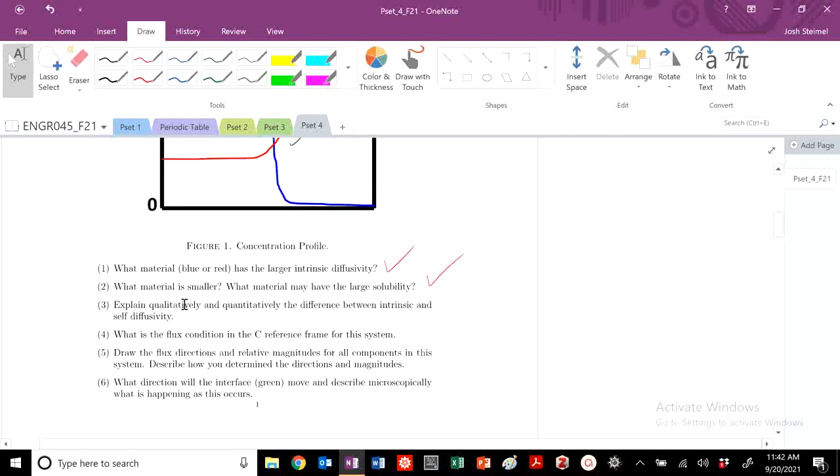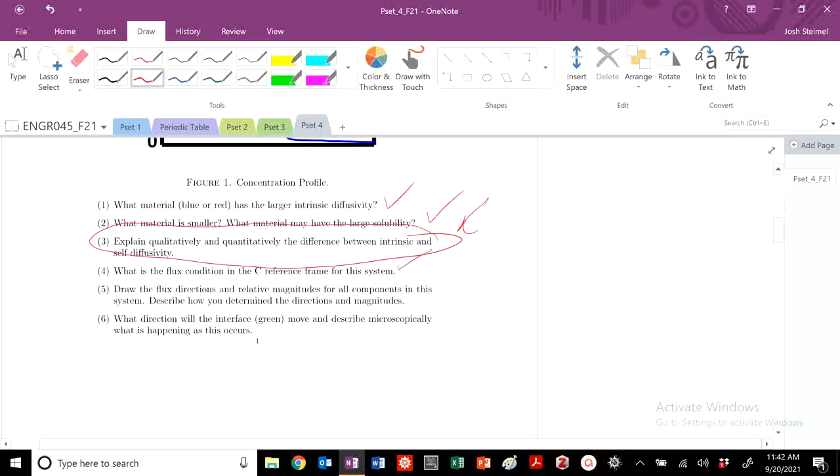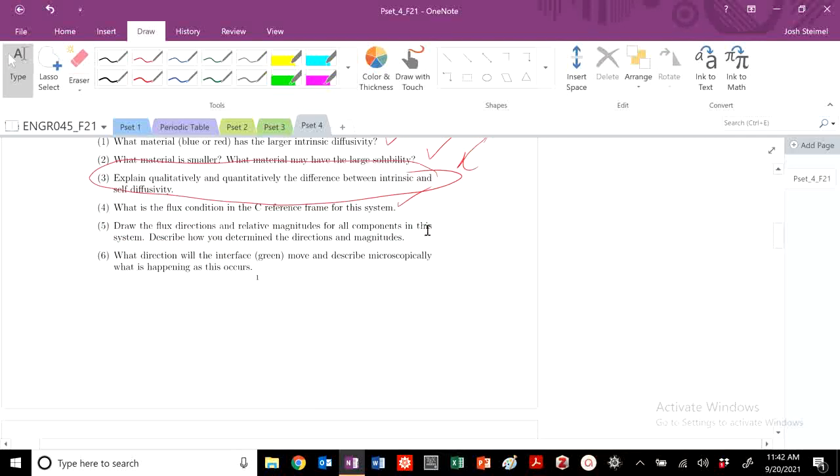Explain qualitatively and quantitatively the difference between intrinsic and self-diffusivity. Qualitatively, self-diffusivity is just when we have one material that's diffusing. Intrinsic diffusivity is when we're connected to another material, like in this diffusion couple. And that is in the notes. You can look up that equation, a very nice equation. We did the flux in the C frame. We wrote all the fluxes and described how you determined it.